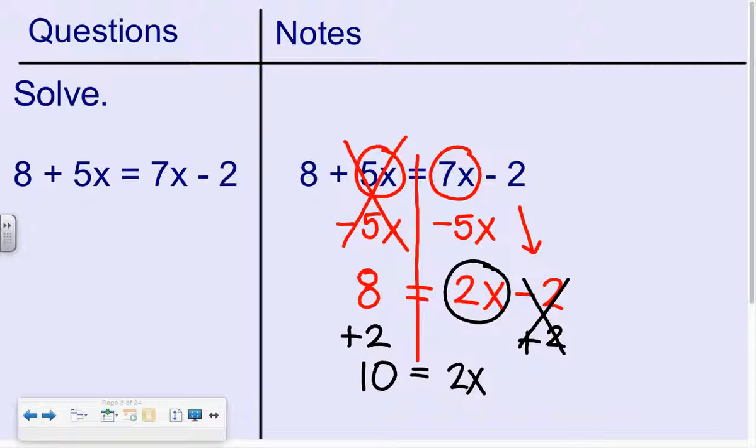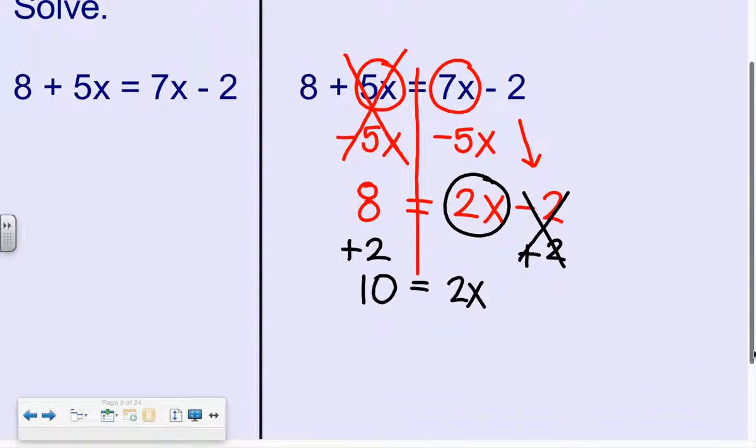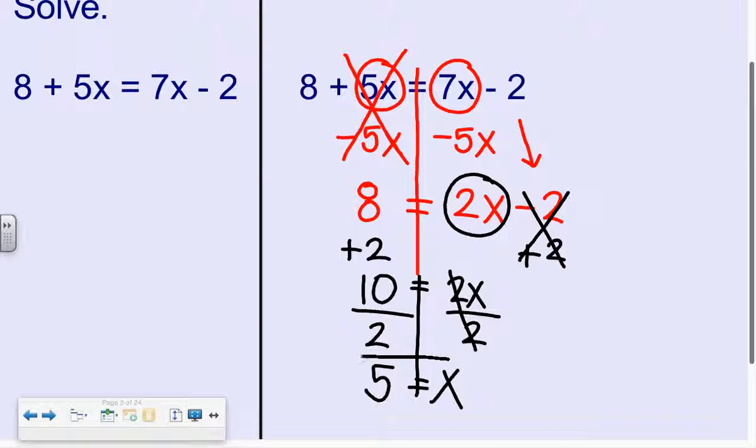So then I'm left with one final step to get rid of the 2 in front of the x. The opposite of 2 times x is 2 divided by x. So I'll divide both sides by 2. 10 divided by 2 is 5. So my answer is x equals 5.